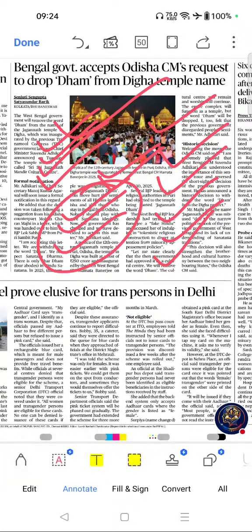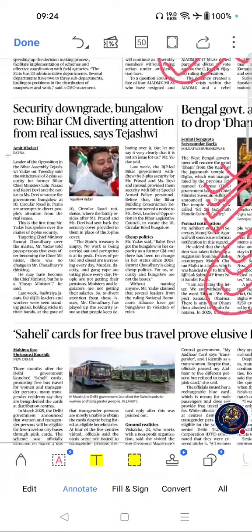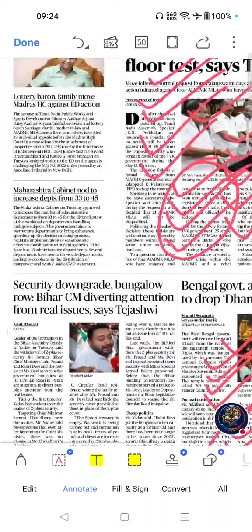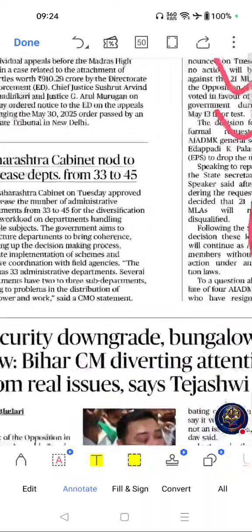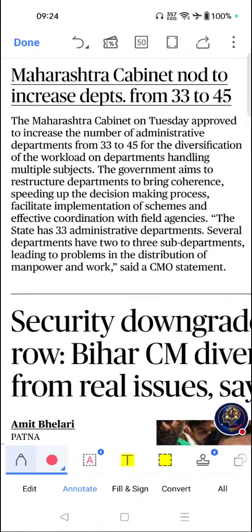Move on to next important article from this page, was this one. Next important article. Maharashtra cabinet note to increase departments from 33 to 45.